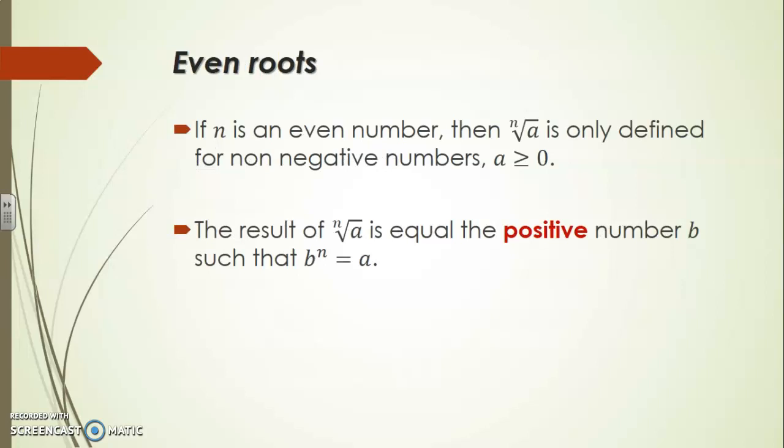When it comes to even roots, we have to be much more careful. If n is an even number, then the nth root of a is only defined for non-negative numbers. In other words, a has to be 0 or positive. The result of the nth root of a is equal to the positive number b, such that b to the n equals a.